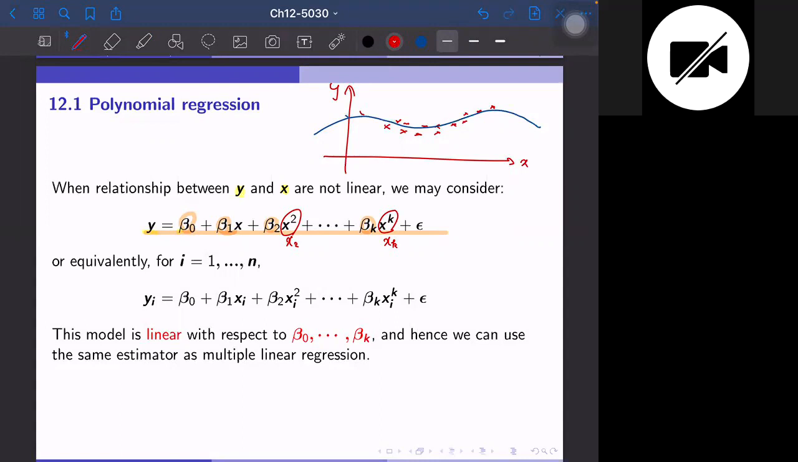Just as in multiple linear regression, the multiple linear regression theory applies. When we say linear model, originally we think of y equal to a plus bx plus epsilon, which is a linear function of x. But the more important thing is that this is linear in terms of a and b, or in the equation on this slide, linear with respect to beta naught to beta k.